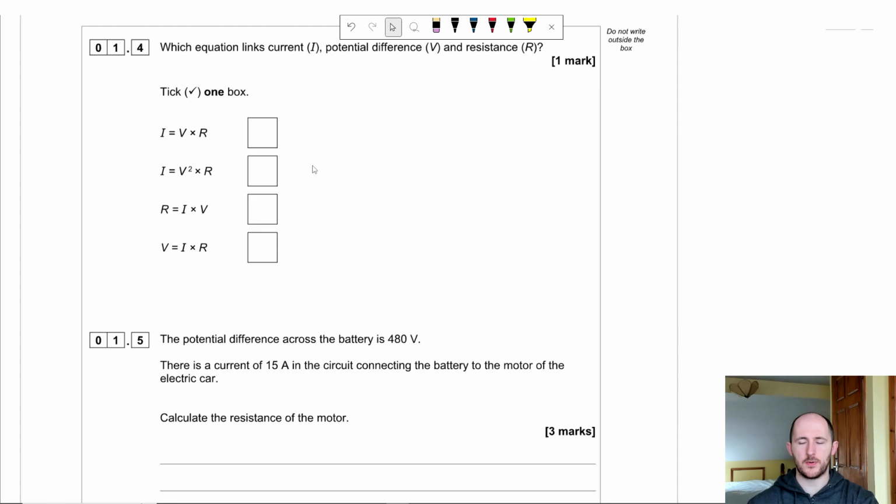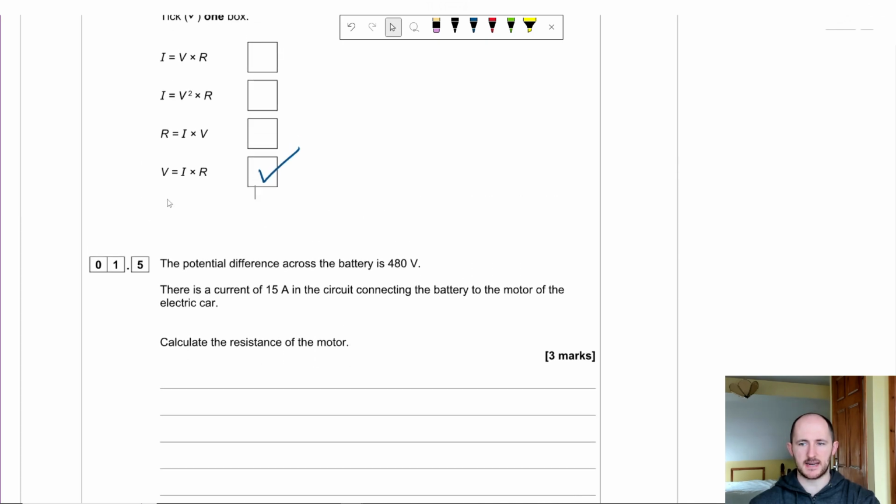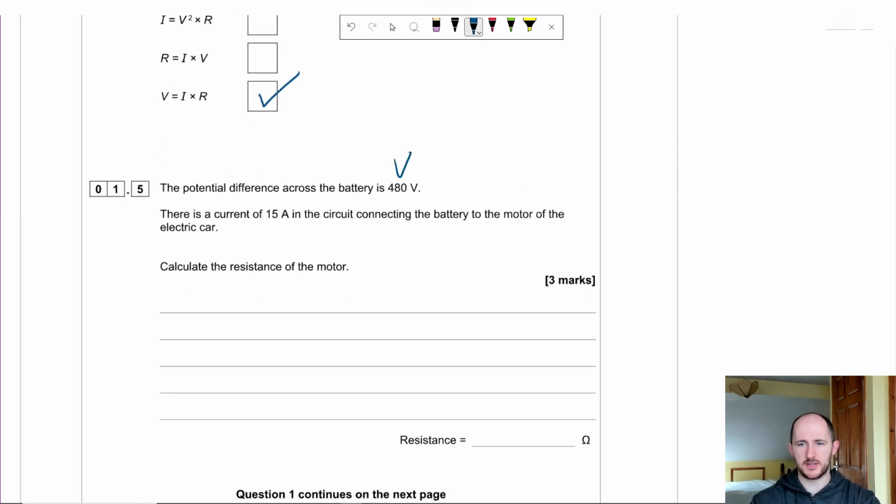And again, for part 4 and part 5, very similar structure to part 2 and part 3. Which equation links current, potential difference, and resistance? This is Ohm's law, which is V equals IR. Then it says the potential difference across the battery is 480 volts. There's a current of 15 amps. Calculate the resistance. So again, we're using this exact same formula. They've given us the voltage and the current, and we want the resistance.